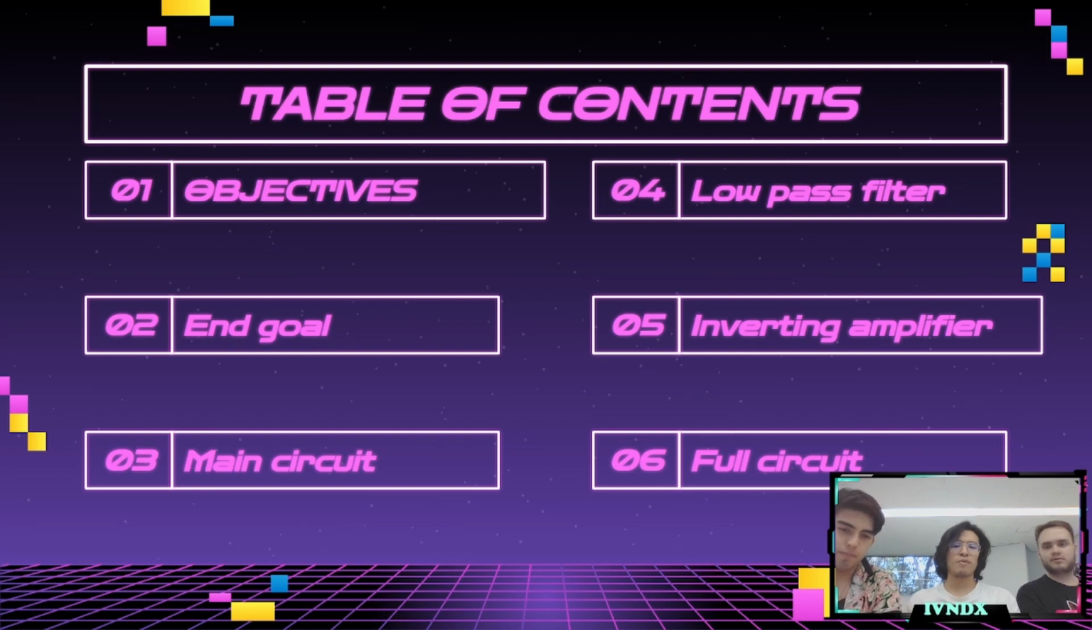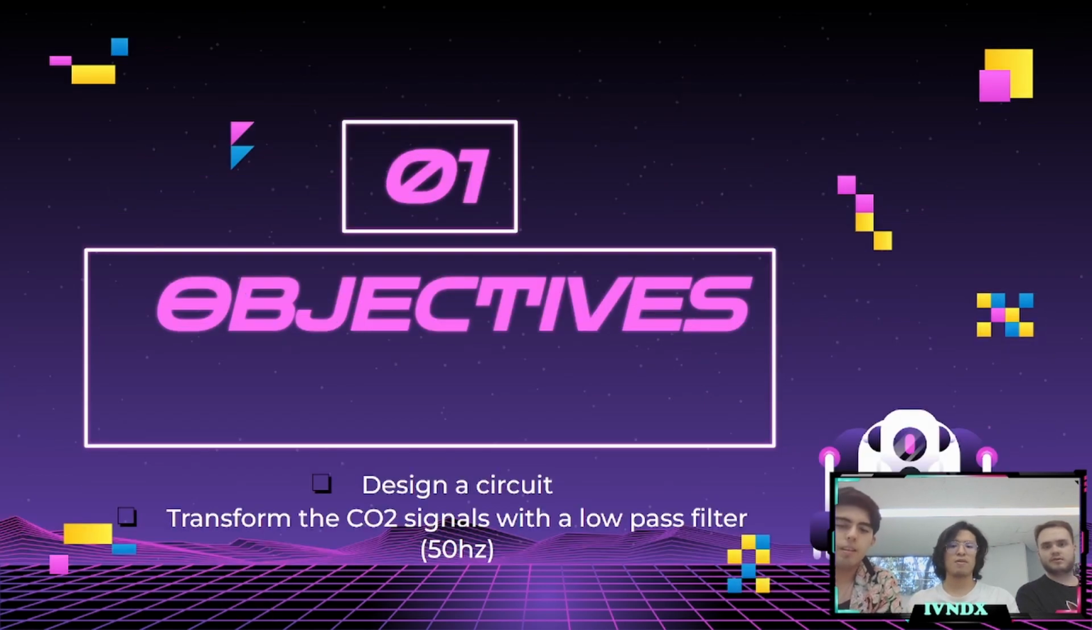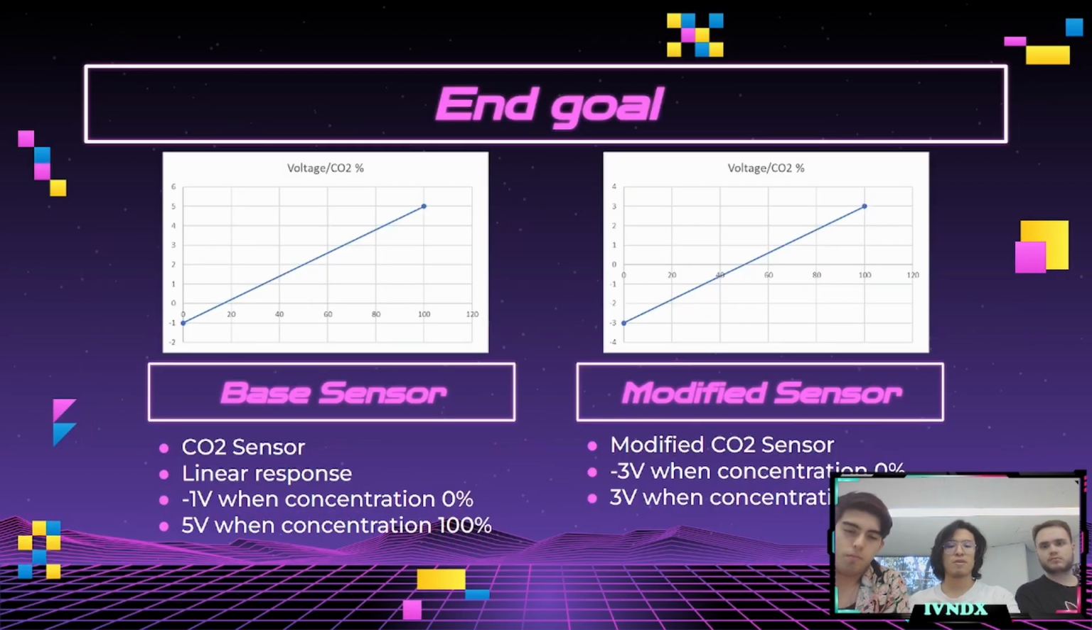Well, these are the contents. The objective of this challenge is that we've got a CO2 sensor which outputs some voltages, and we are asked to make a signal converter that has to pass through a filter of a maximum of 50 hertz.